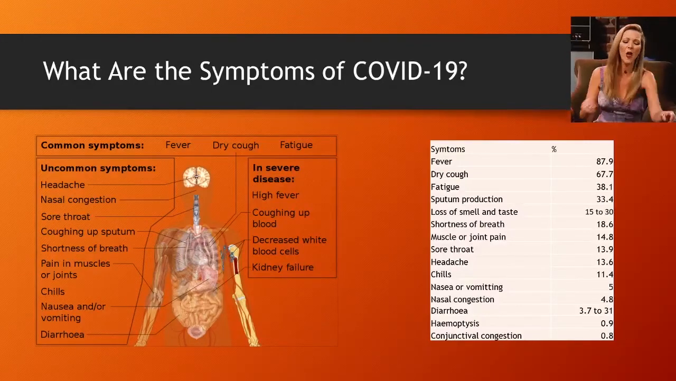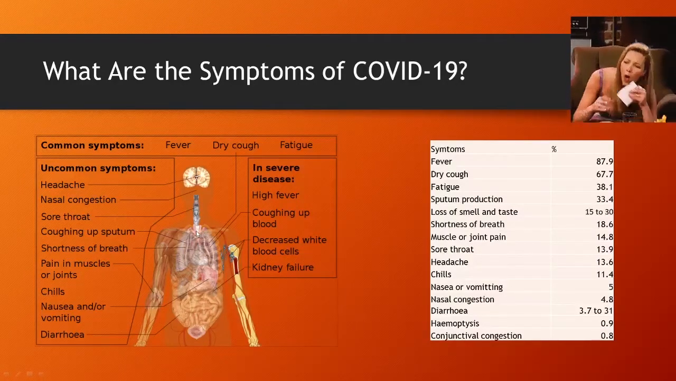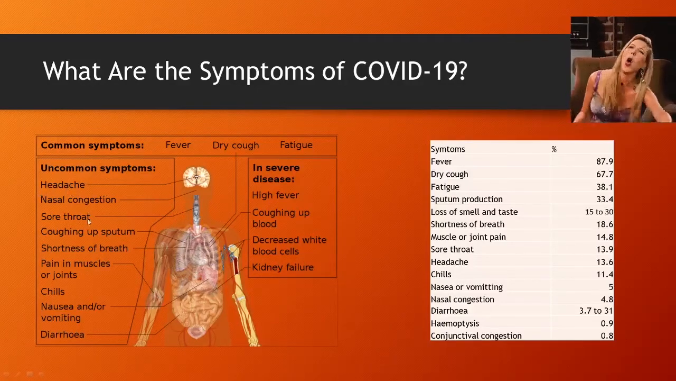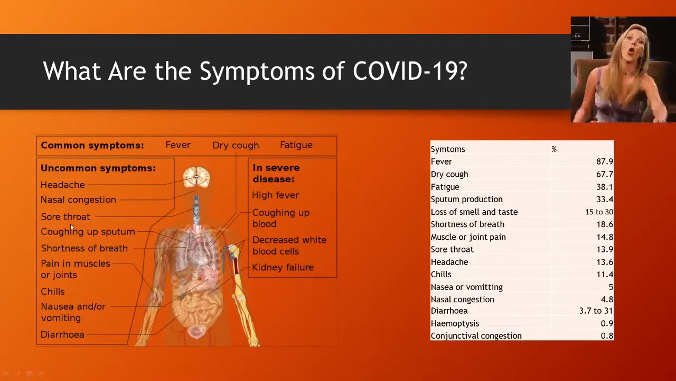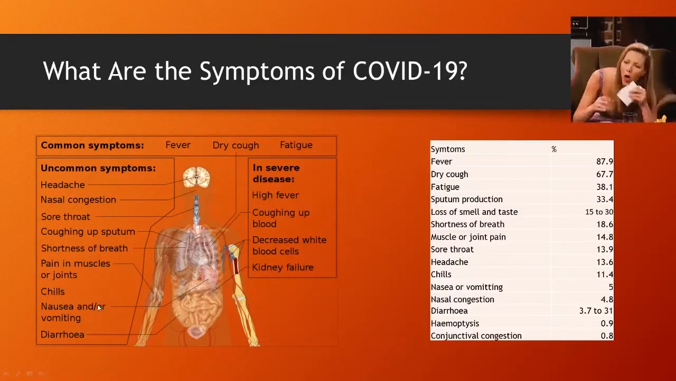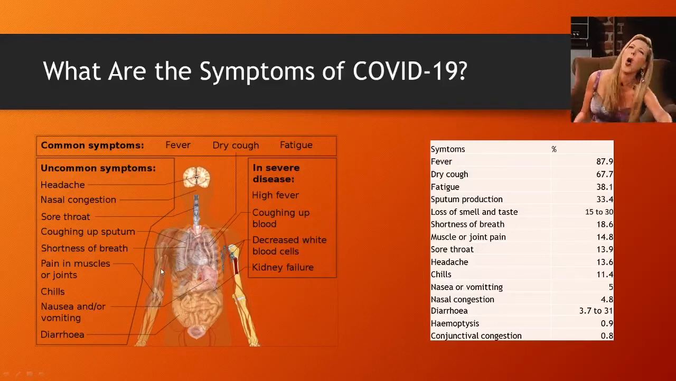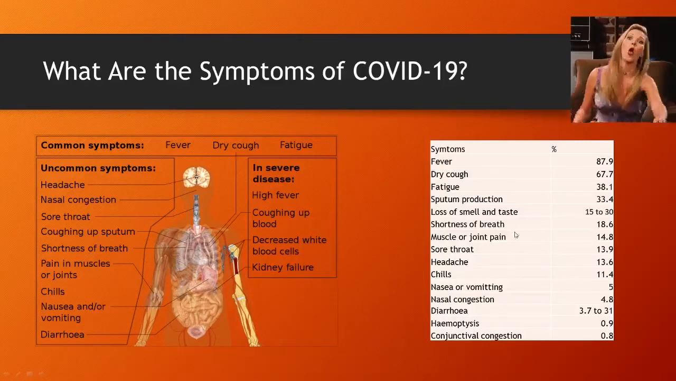What are the symptoms of COVID-19? The colors I chose for this are terrible, but that's fine. You can still see enough. So common symptoms we see here: headaches, nasal congestion, sore throat, coughing, coughing up sputum, so mucus basically, shortness of breath, pain in joints or muscles, chills, nausea and vomiting, diarrhea. That's interesting because at first they weren't reporting some of these things.